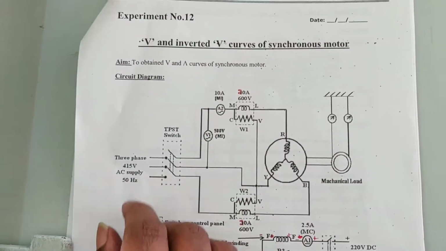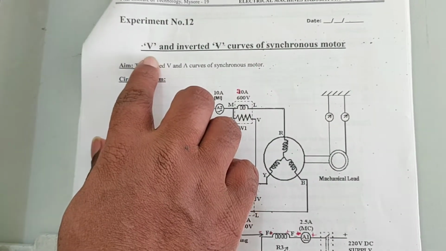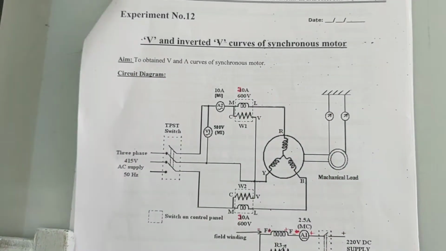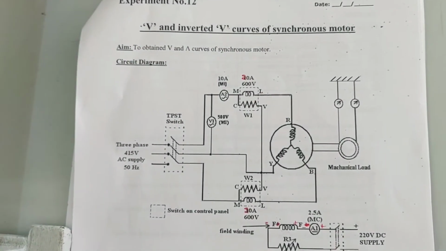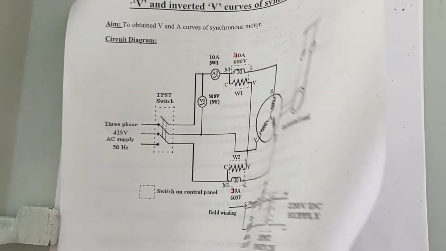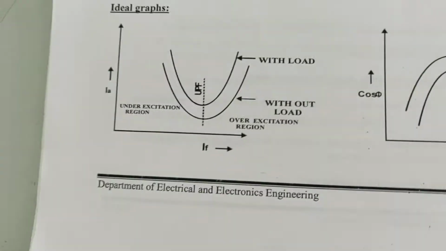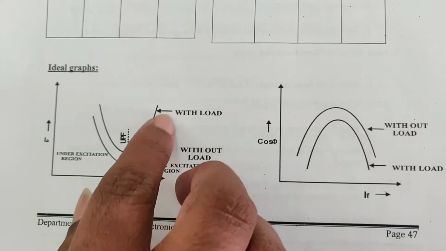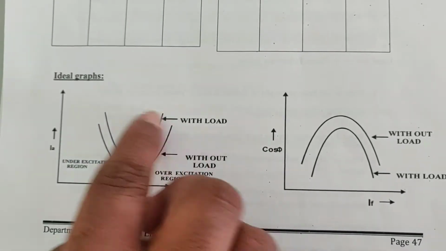In this video, we shall discuss how to conduct an experiment on a synchronous motor to obtain V and inverted V curves. Before going to the experiment, first we need to understand what V and inverted V curves are. Here you can see the variation of Ia versus excitation will be in the form of a V. So this we can call the V curve.